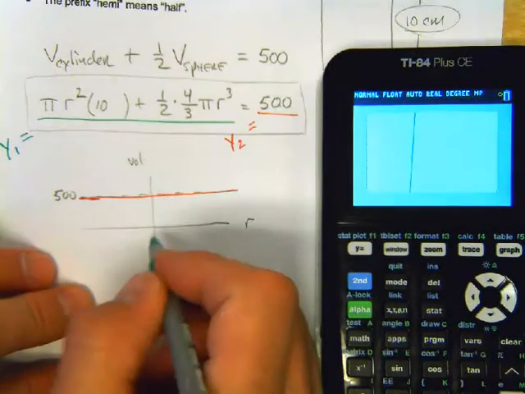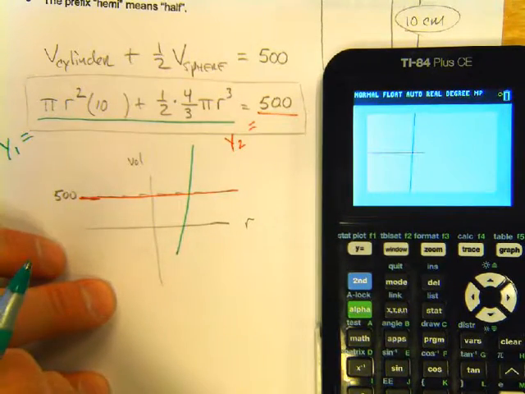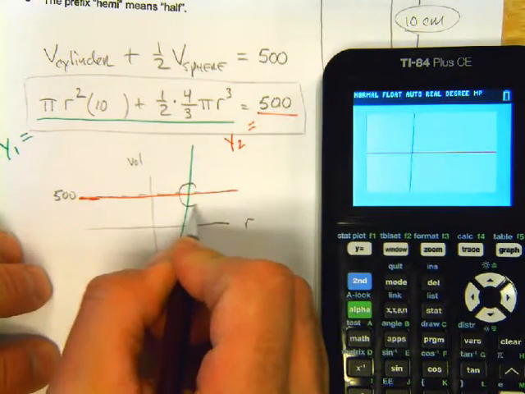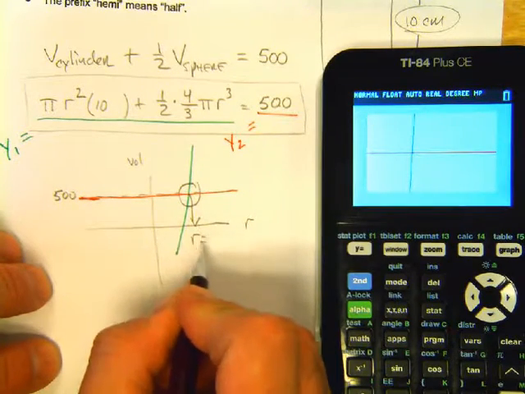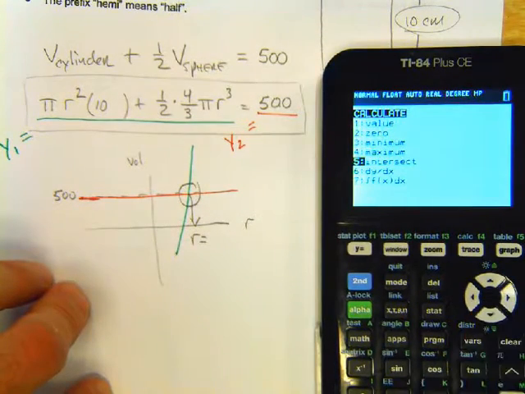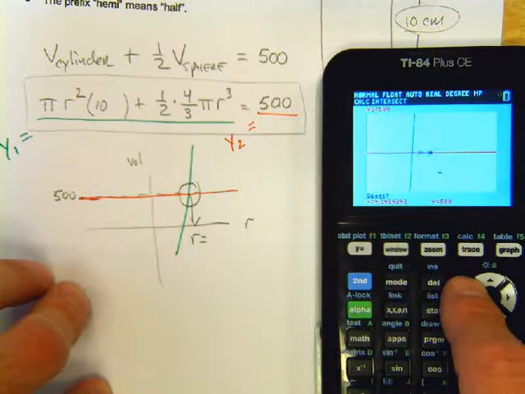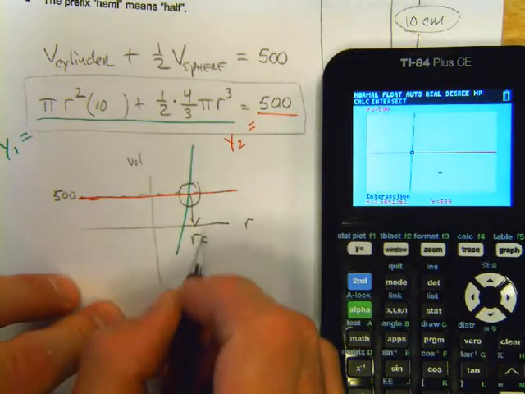And there it is. So we just have to find that intersection to solve for the radius that we need. Second, trace, intersect. First curve, enter. Second curve, enter. And then guess. You can just move the cursor near the intersection and press enter. And it looks like we need to select a radius that is approximately 3.6 centimeters.